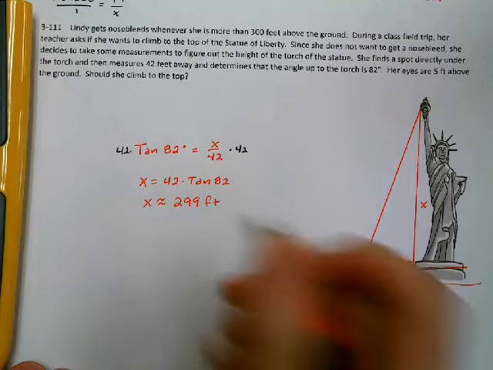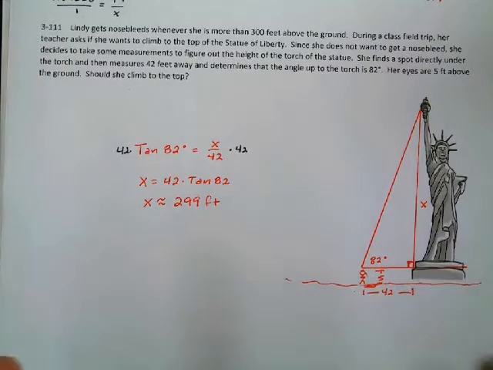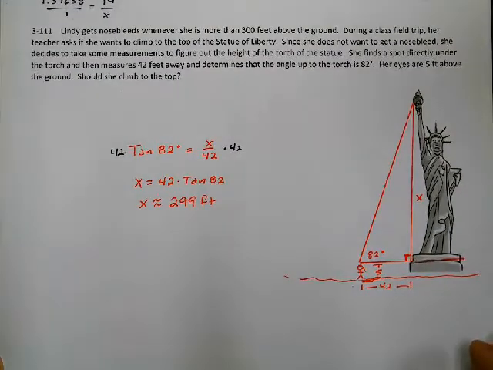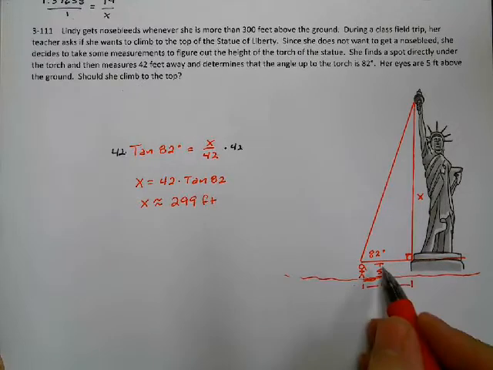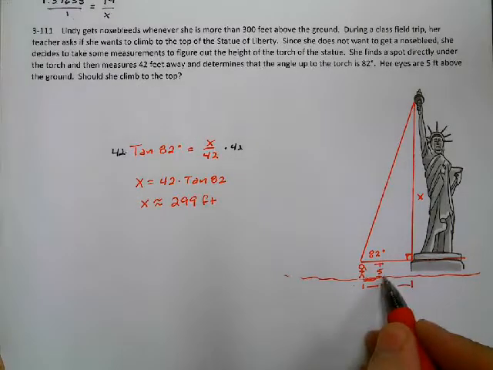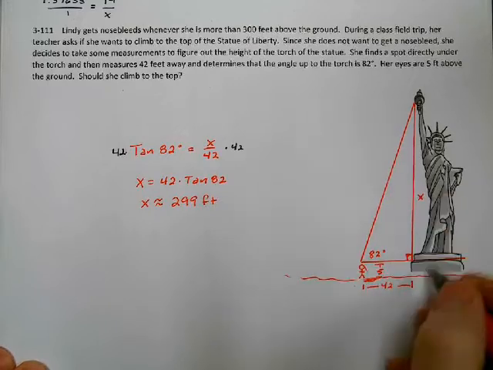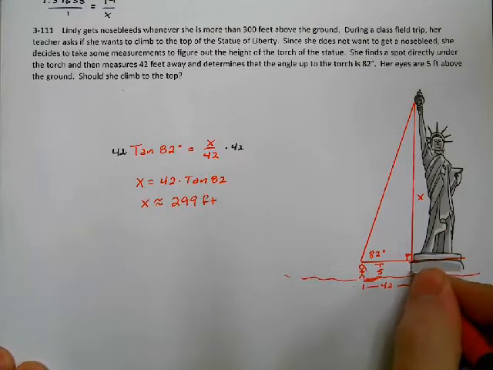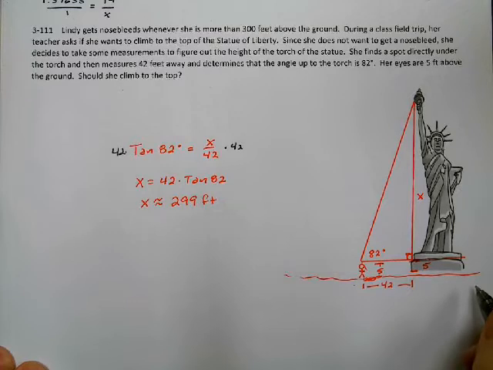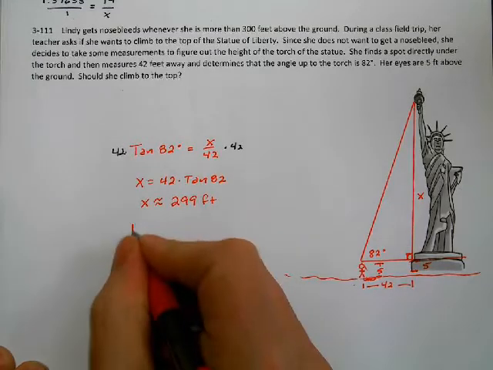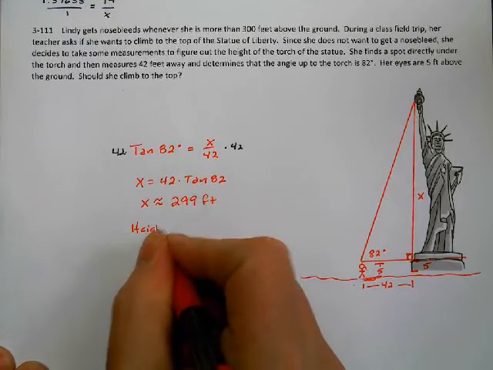At first glance, this looks like she's going to pull it off. As long as she doesn't get up on her tippy toes and get up to 300 feet, her nose is not going to bleed. But we forgot something. Her eye level is already 5 feet off the ground. So the actual height of the Statue of Liberty here is going to be x plus this 5 over here. So the height of the Statue of Liberty is actually x plus 5.